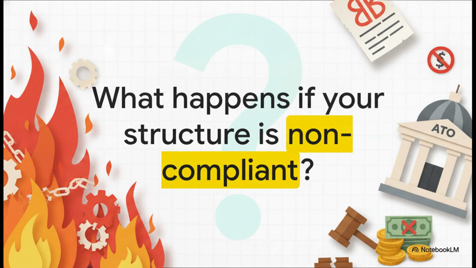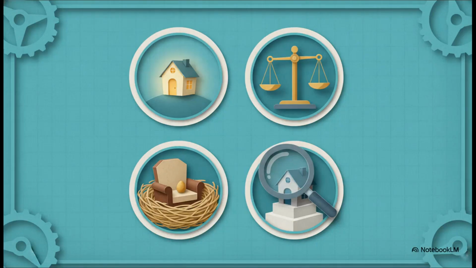Getting the LRBA structure wrong doesn't just mean a slap on the wrist or a tiny fine. Oh no, it can lead to massive financial penalties, the complete loss of all your tax concessions, or worst-case scenario, the total disqualification of your fund by the ATO. No joke. So here are the absolute non-negotiable rules you must follow.